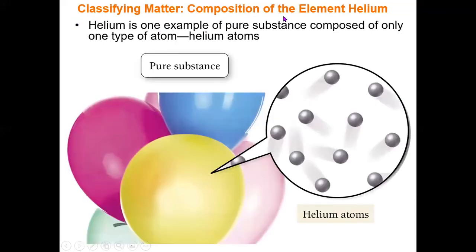Classifying matter, composition of the element helium, for example. Helium is one example of a pure substance composed of only one type of atom, the helium atom. And so we see this helium gas inside the balloon. We will see those helium atoms.